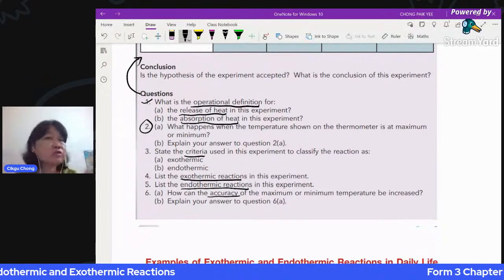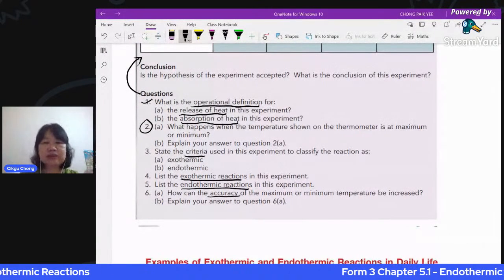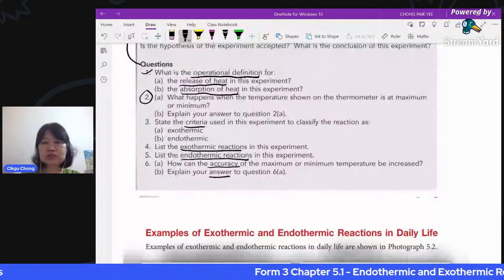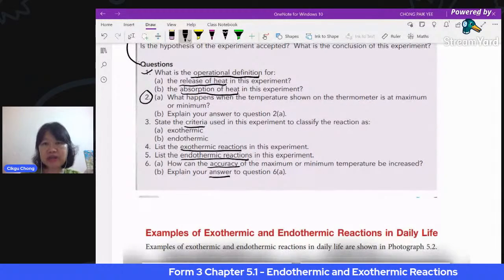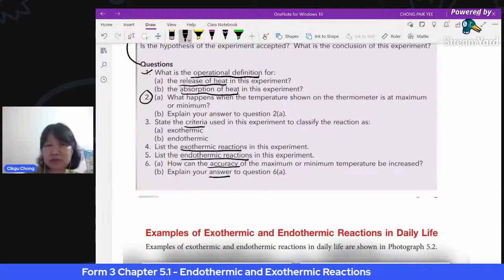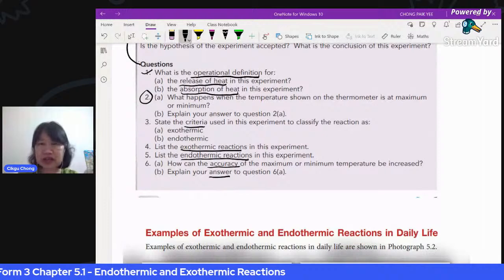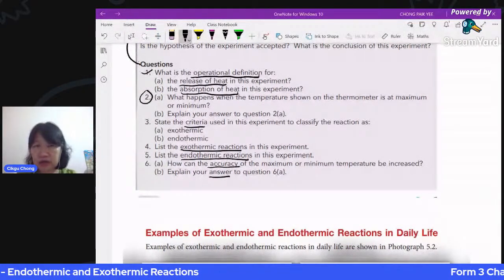You don't want the heat to escape. Okay, now explain your answer. What do you use and why? Why do you use that method? Okay, so these are a little bit okay, but I can give you further instructions later in the Google Meet.